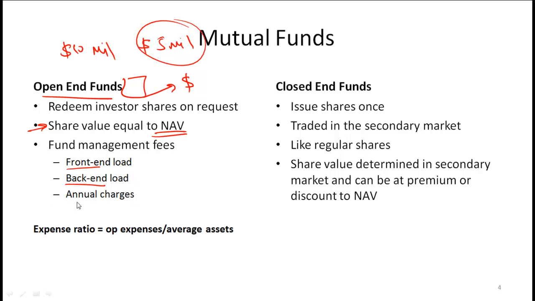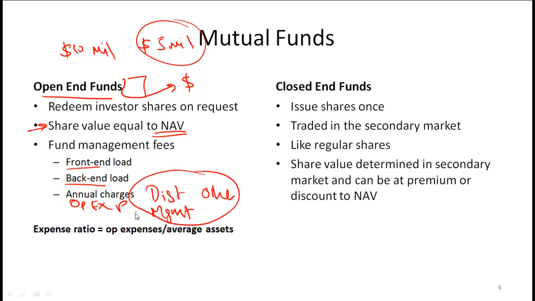And then a fee that's charged every year is called the annual fee, and this is sometimes also called operating expenses, and this is generally made up of distribution fees, any sort of management fees, and other fees. So collectively these are sometimes referred to as operating expenses. In the context of mutual funds, you should know this term, expense ratio. Expense ratio is generally calculated as operating expenses divided by average assets.